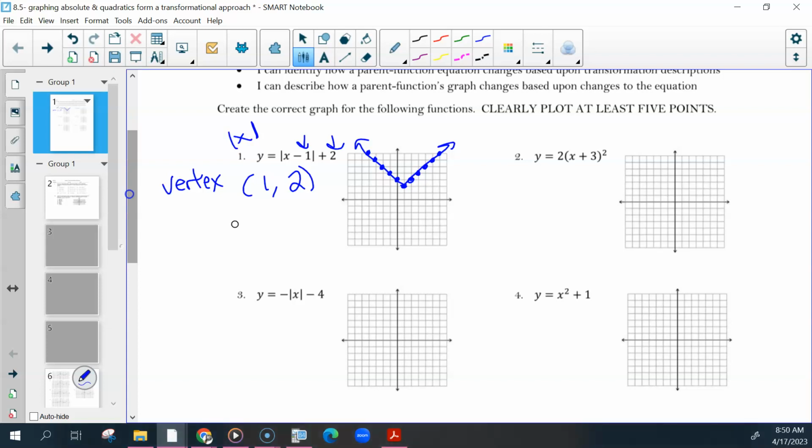The vertex is based on these 2 numbers. What do these bars have to do with it? That tells you what type of function it is. Those are your absolute value bars. So it's going to be graphed like an absolute value function. A V, not a U.